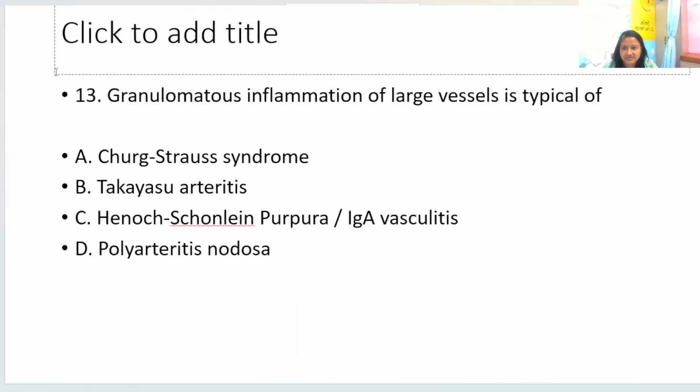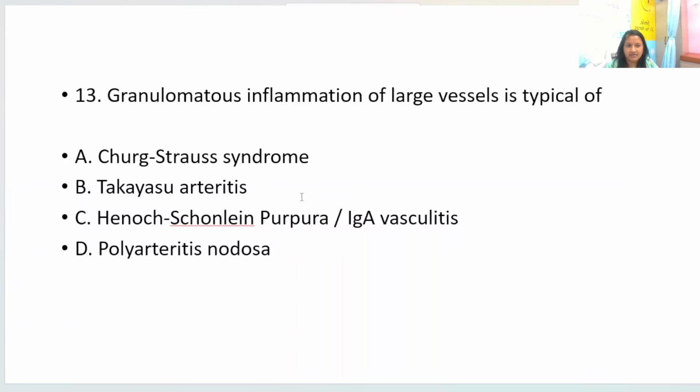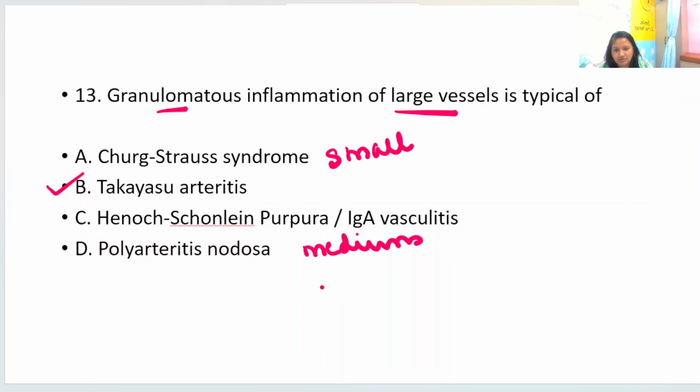Granulomatous inflammation of large vessels is typical of Churg-Strauss syndrome, Takayasu arthritis, HSP or IgA vasculitis, and polyarthritis nodosa. So remember, the question here is saying granulomatous inflammation and large vessels. So large vessels, instinctively it should ring a bell that we should consider Takayasu arthritis because Churg-Strauss is small vessels, HSP also, and polyarthritis nodosa is small and medium blood vessels, right? So here large vessel involvement and granulomatous inflammation, the answer is Takayasu arthritis. Okay, Churg-Strauss is small vessels, polyarthritis nodosa is medium and small vessels, and again HSP is small vessel vasculitis.